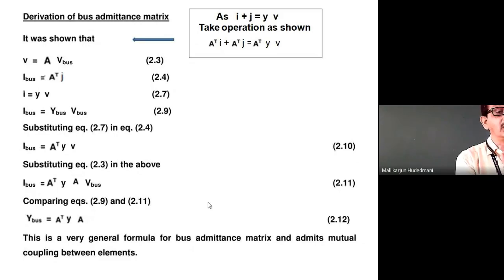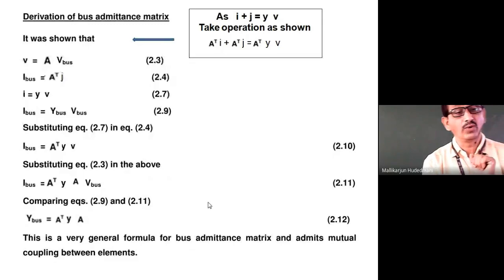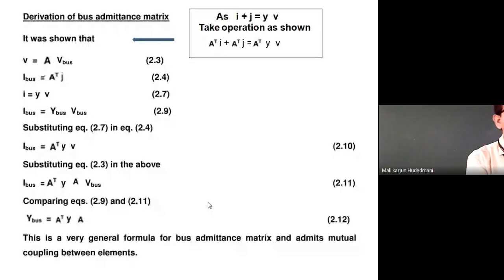I plus j equal to y into v in the form of vectorial representation: I a vector, j a vector, y being a matrix of element by element or row by column representation, and the voltages v. Now, from this equation, let us take an operation: multiply all the terms by a matrix which is A transpose.